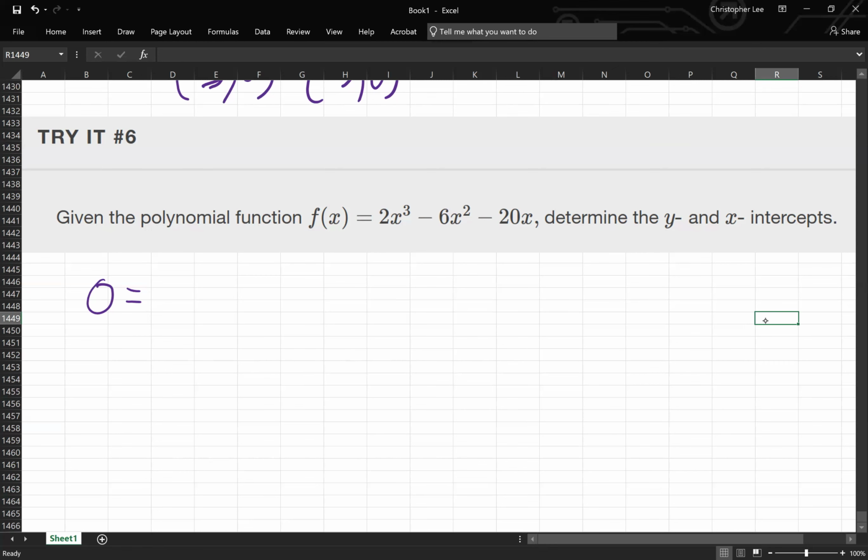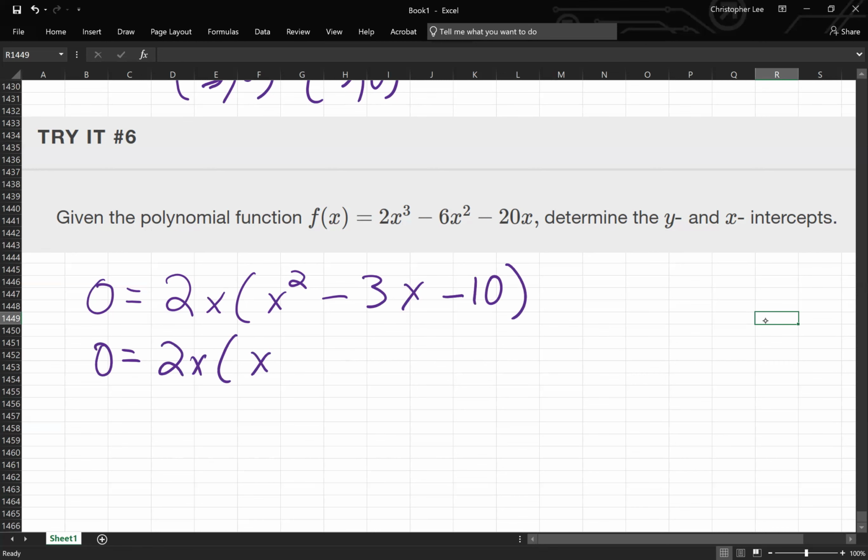Yes. Greatest common factor, right? So I got 2x. And what's left over? I got x squared minus 3x minus 10. Let's keep going with this. I got 2x times x minus 5, x plus 2. Y'all got the formula sheet, so if y'all didn't see how to do that, y'all could just use the quadratic formula to get that.